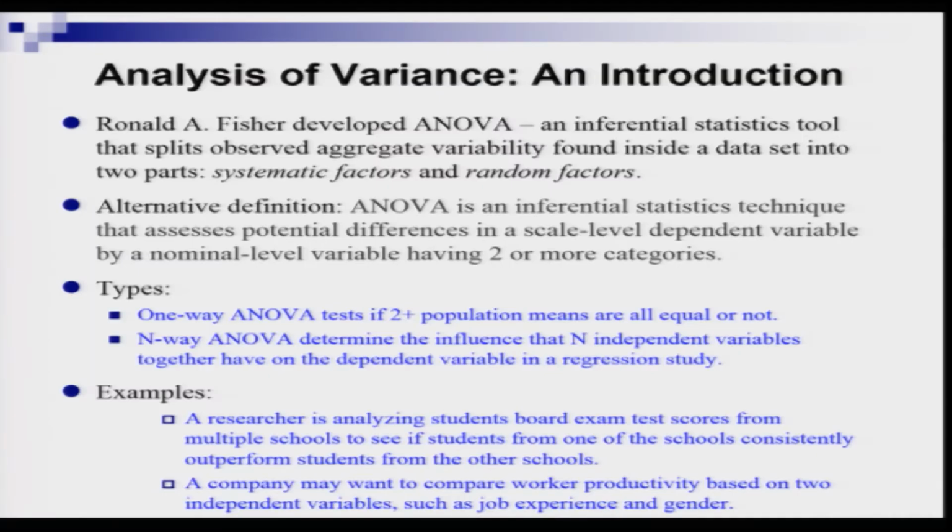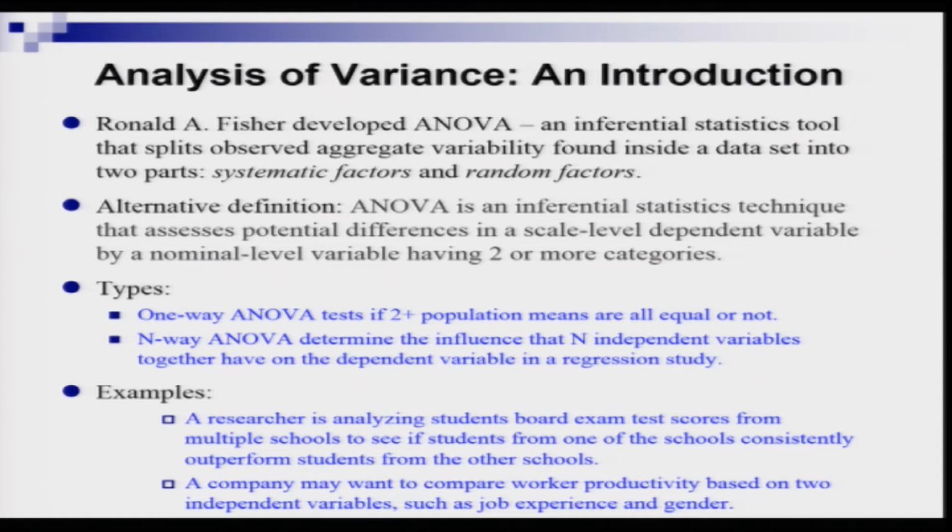So, now I am going to talk about what ANOVA does. Basically ANOVA splits the observed aggregate variability found in a data set into two parts. One is called the systematic factors and the other one is called random factors. So, what do I mean by systematic and what do I mean by random, that will be much clear as we progress in the lecture.